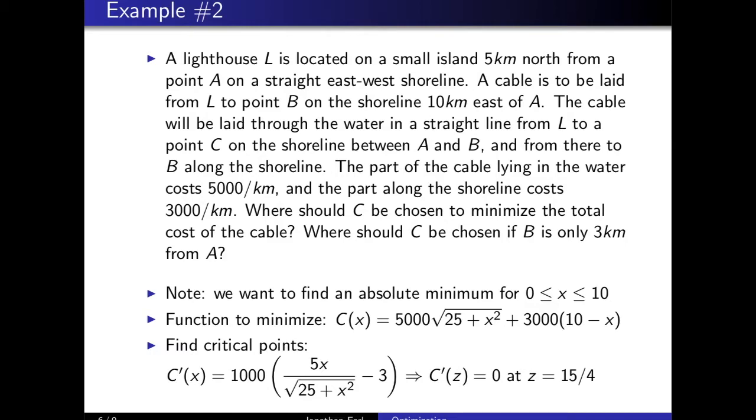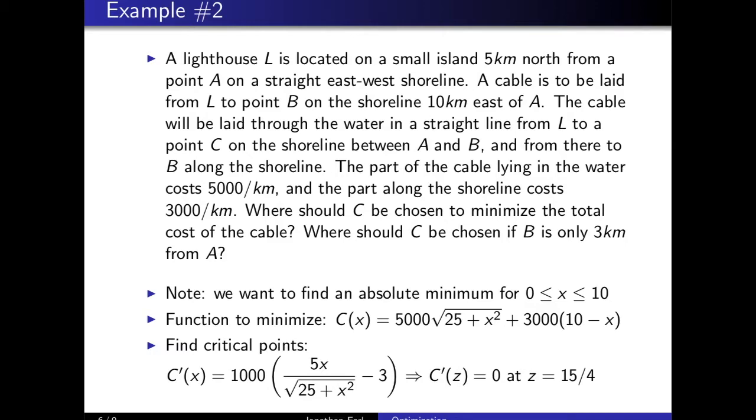Okay, so our cost function is going to be given by $5,000 times the square root of 25 plus x squared, so that's going to give us the cost going through the water, plus 3,000 times 10 minus x, which is going to be the cost going over the land. From there, we're going to want to find our derivatives, so I've taken the derivative for us, and it's 1,000 times this expression in the parentheses, 5x over the square root of 25 plus x squared minus 3. And what we could find is that the critical point is going to occur at 15/4.